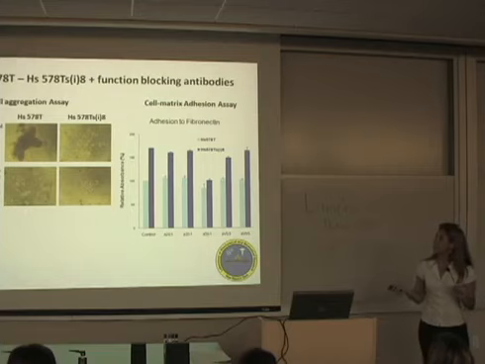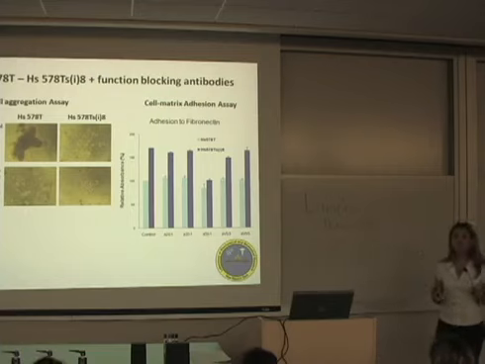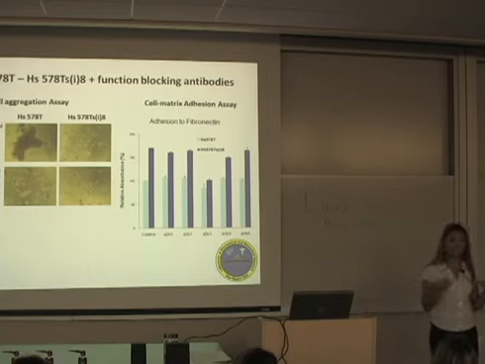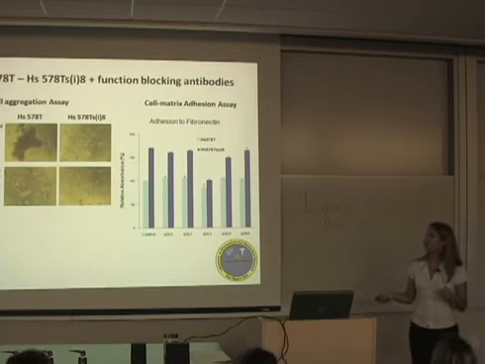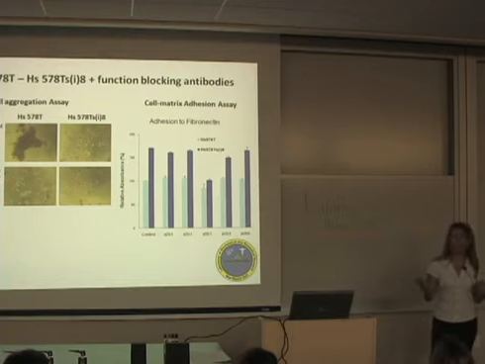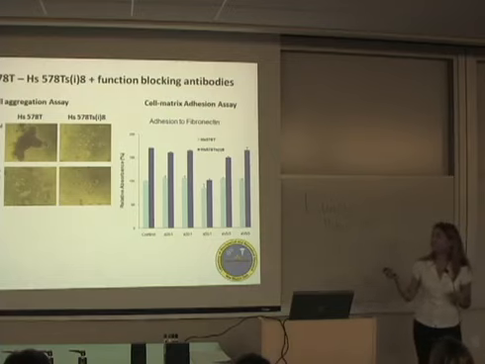We can see in this image that the parental cells that used to form a compact, nicely aggregated cluster are now forming several loose aggregates. So, in fact, we see that this parental cell line, with the functional blocking antibody against cohesion, is behaving the same way as the invasive cells.